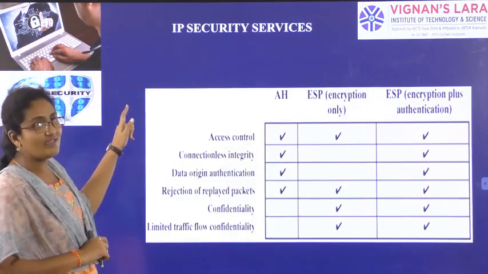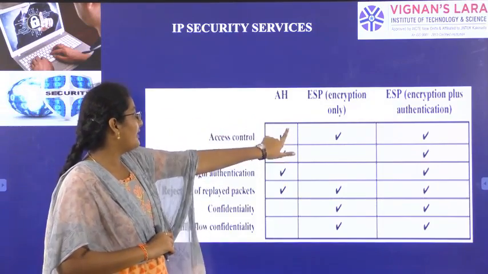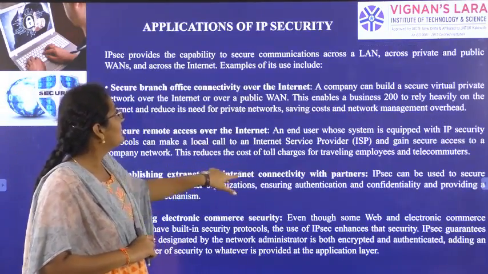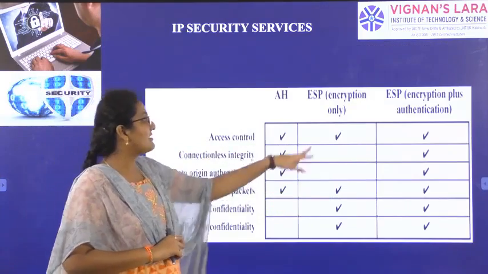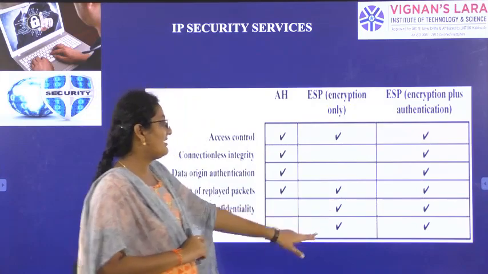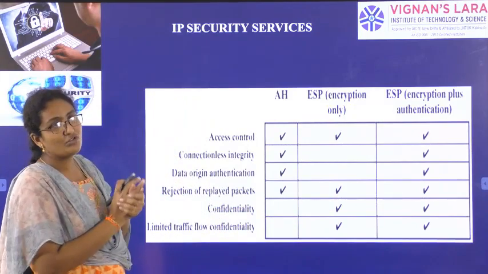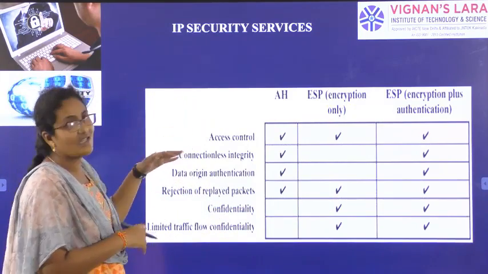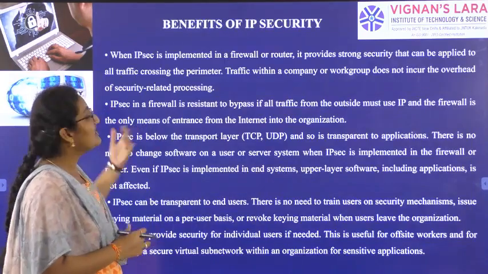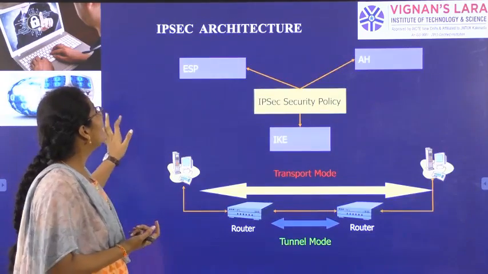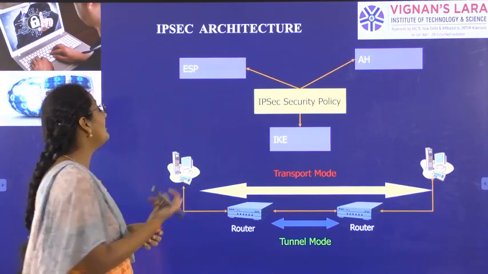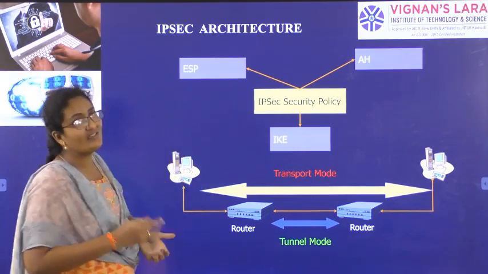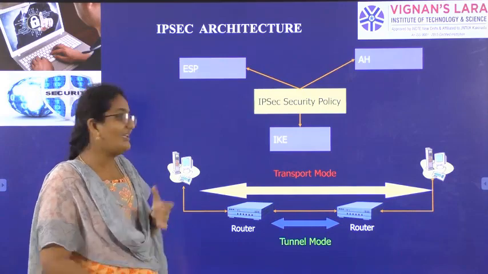So the next one, services. Authentication header is going to provide some services. Encapsulation security payload will provide some services. By clubbing those two services, we are getting all the 6 services from IPsec. Next, benefits of IPsec. Then what is the architecture of IPsec? In architecture we have only encapsulating security payload, authentication header and internet key exchange.